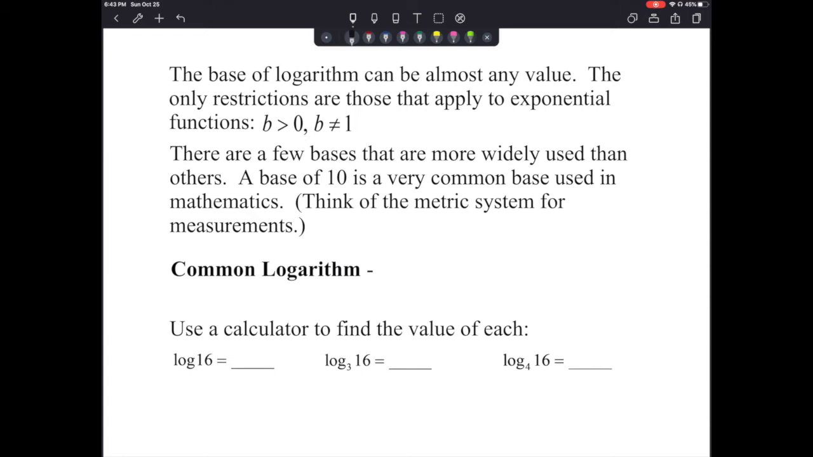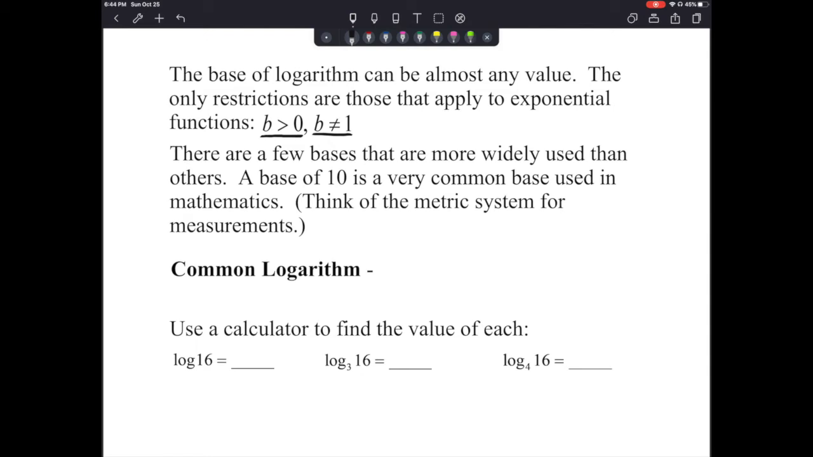All right, so next part says the base of a logarithm can be almost any value. The only restrictions are those that apply to exponential functions. Like we just stated in the last slide, b has to be greater than 0, but it can't equal 1. There are a few bases that are more widely used than others. A base of 10 is a very common base used in mathematics. Think of the metric system for measurements.